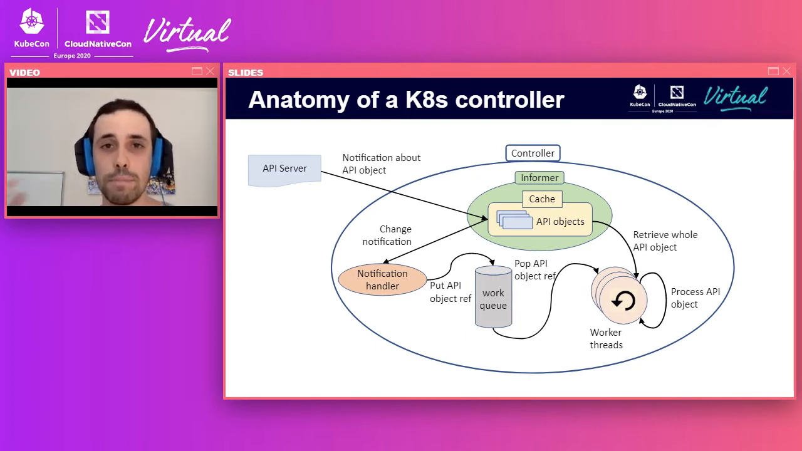And a really important building block is the informer. An informer is an abstraction to receive notifications on all or a subset of API objects of a certain type from the API servers, and it also maintains a local cache with the most recent version of each API object for which a notification was received.